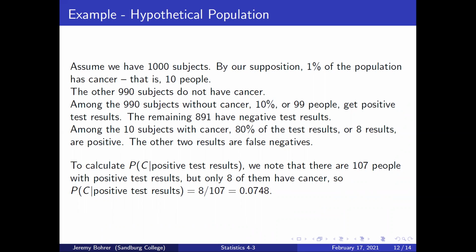To calculate the probability of C given positive test results, we note that there are 107 people with positive test results, but only 8 of them have cancer. So the probability of C given positive test results is equal to 8 over 107, or 0.0748, about 748 10,000ths.